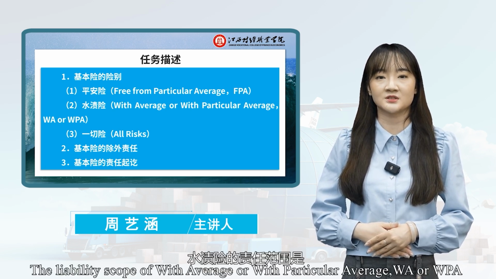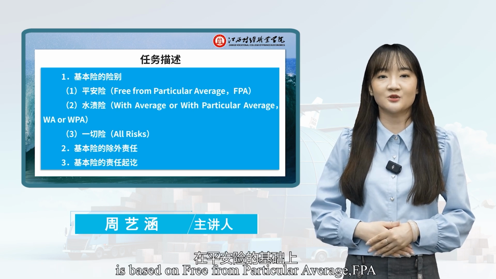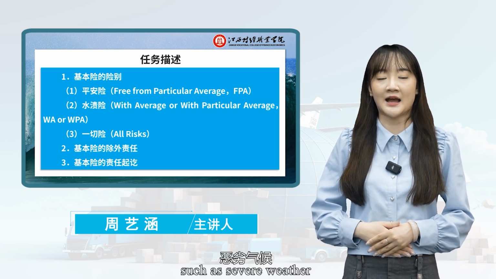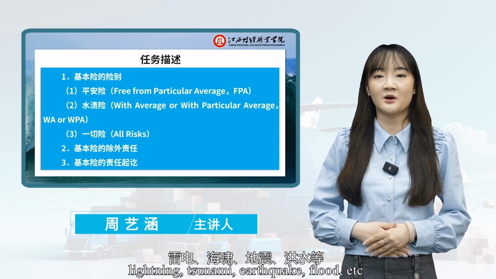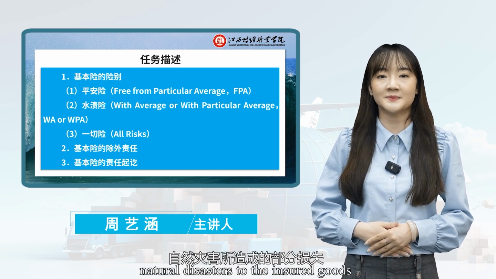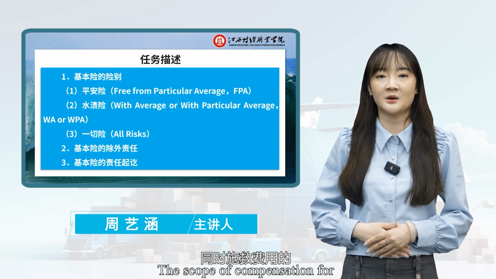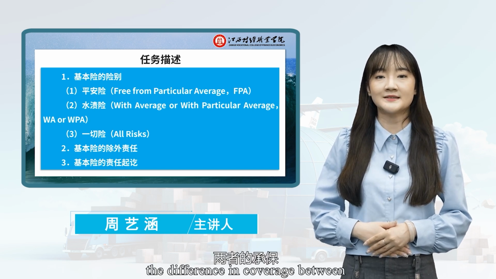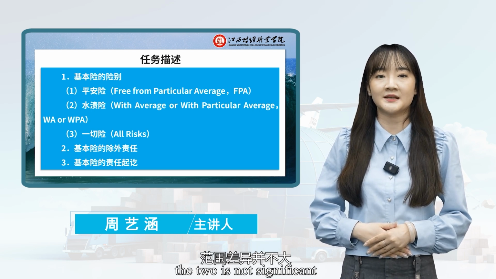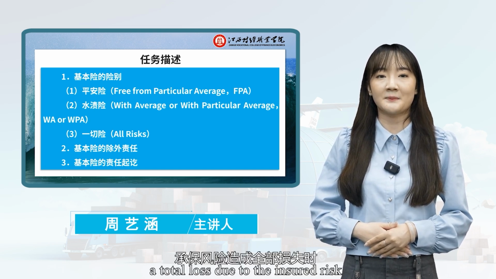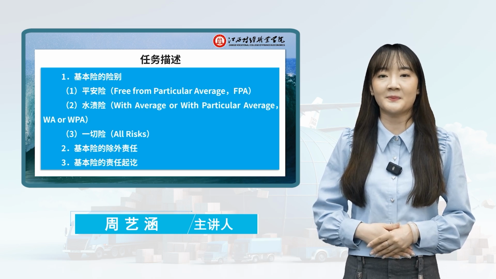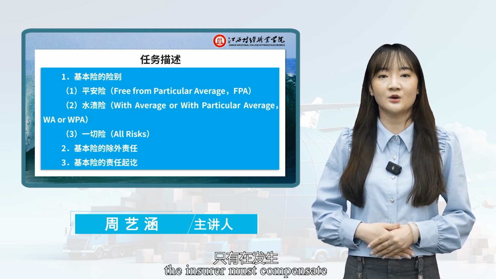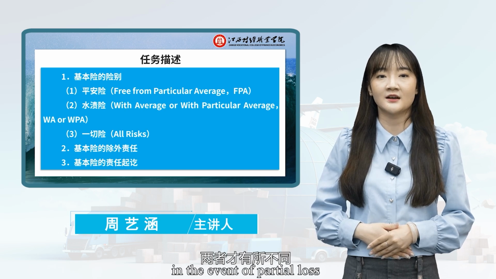The liability scope of water damage insurance is based on Ping An insurance and includes partial losses caused by natural disasters such as severe weather, lightning, tsunami, earthquake, flood, etc., to the insured goods. The scope of compensation for rescue costs has also been expanded, but overall the difference in coverage between the two is not significant. When the insured goods suffer a total loss due to the insured risk, whether it is Ping An insurance or water damage insurance, the insurer must compensate. The two are only different in the event of partial loss.